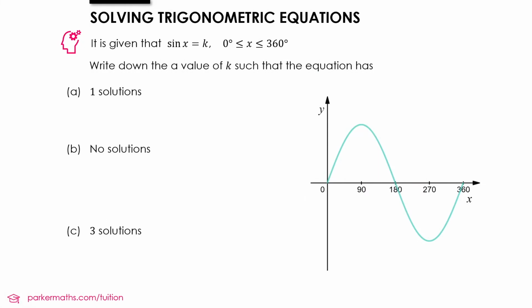Okay, so sin x equals 0.3 had 2 solutions. Let's suppose we're given the equation sin x equals k in the same region as before. I'd like you to pause the video and have a think if you can find a value of k that would satisfy the conditions in A, B and C. Can you find a value of k that would give us 1 solution? Can you find a value of k that would give no solutions? And can you find a value of k that would give 3 solutions? Okay, pause the video, write down what you think, and then come back and check your answers against mine.